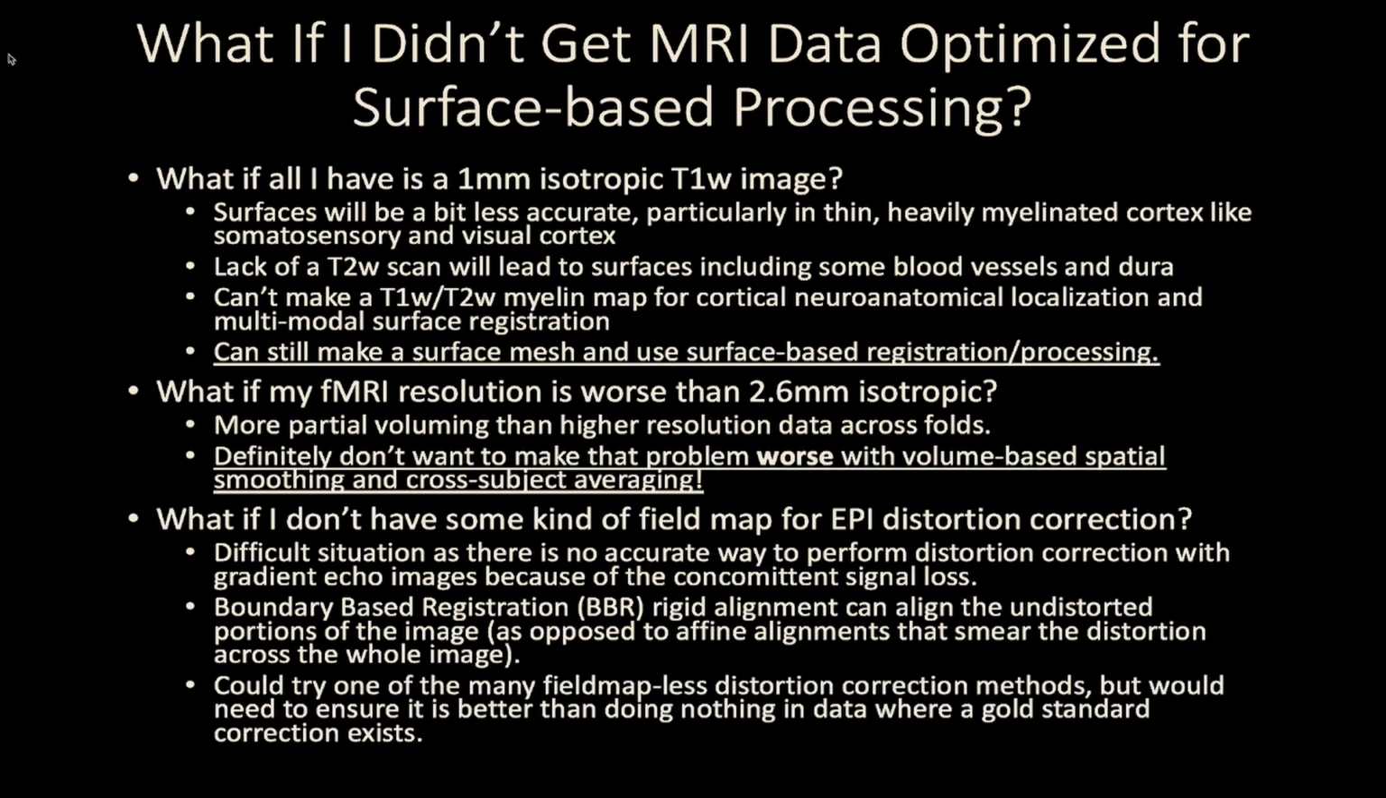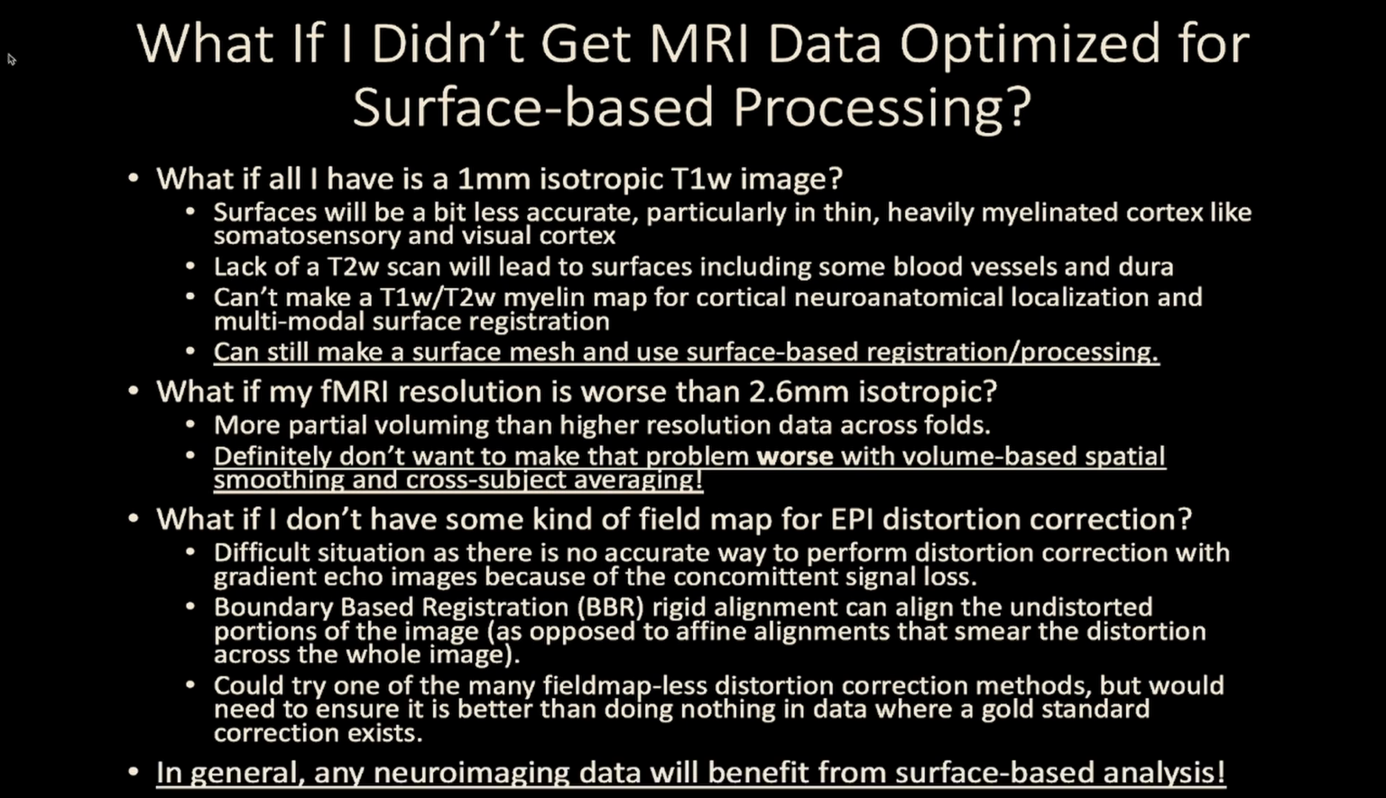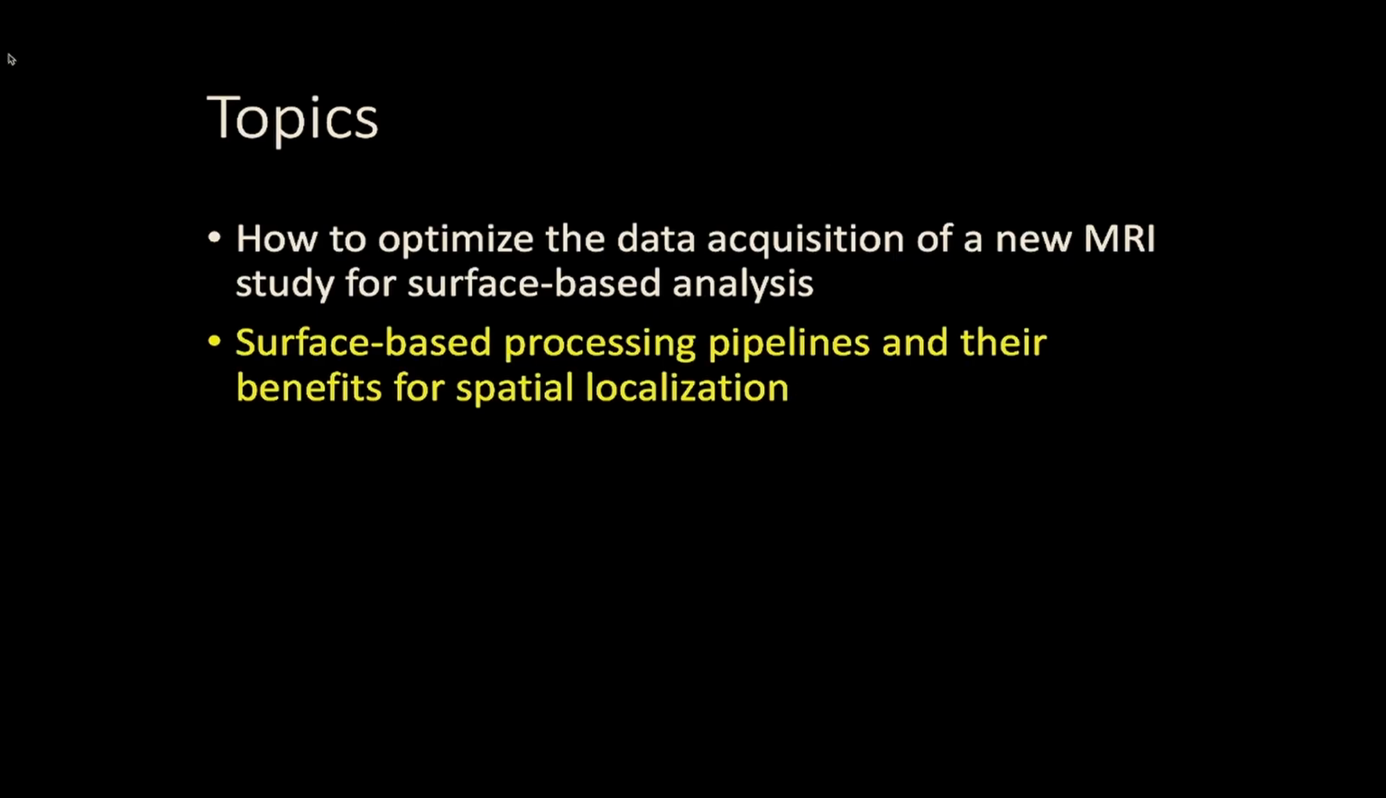There are a variety of field-mapless distortion correction algorithms out there, but there's not any that I would recommend at this point. What you'd really want to see is that in data where you have a gold standard, where you have a map of the magnetic field, this algorithm makes the agreement between the fMRI and the structural better than not doing anything. That's a bar that I haven't personally seen one of these algorithms pass. It doesn't mean that it can't, but have some caution here. But my overall message is, even if you don't have the optimized MRI acquisition protocol, any neuroimaging data is going to benefit from surface-based analysis, and I'll talk a little bit about that in a second.